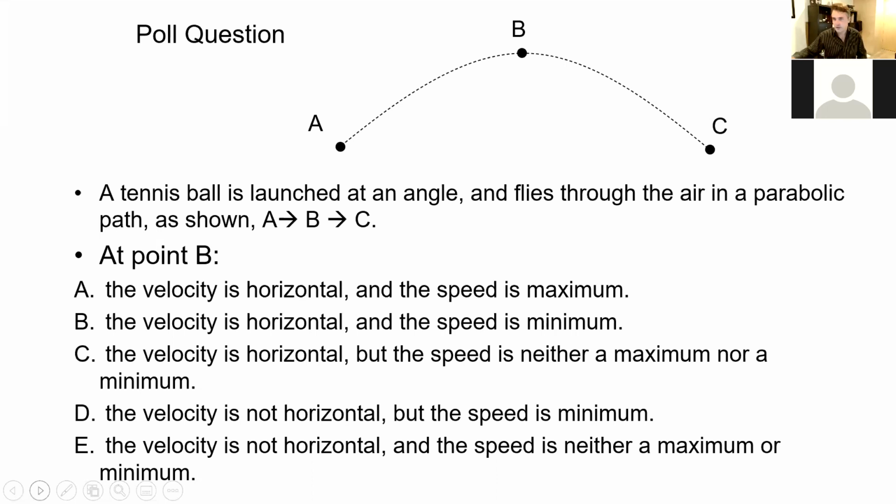Nice little conceptual question here. I'll let you think about that. Give you another 10 seconds or so to think about this and see what you think, and I'll discuss.